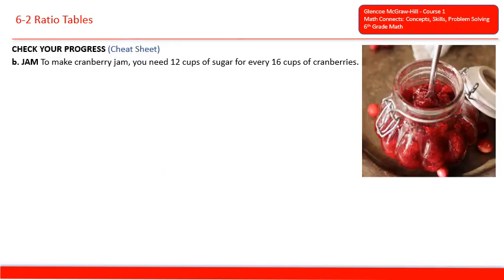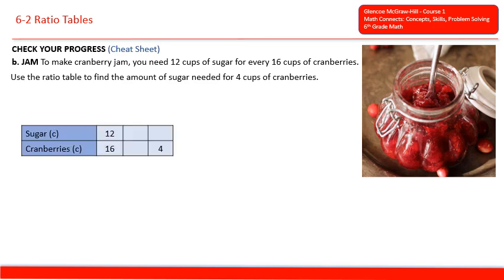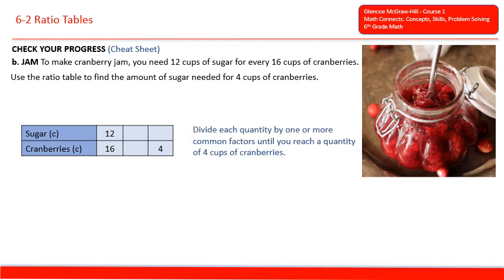Check your progress. Make cranberry jam. You need 12 cups of sugar for every 16 cups of cranberries. Use a ratio table to find the amount of sugar needed for 4 cups of cranberries. So if we have 12 cups of sugar to 16 cups of cranberries, and we divide each quantity by one or more common factors until you reach a quantity of 4 cups.